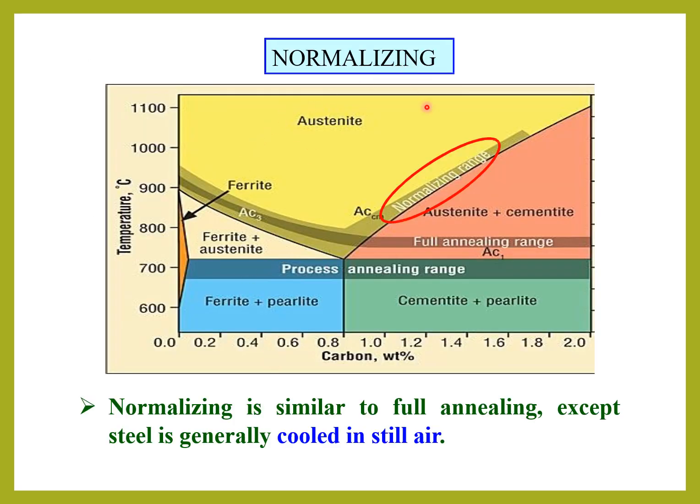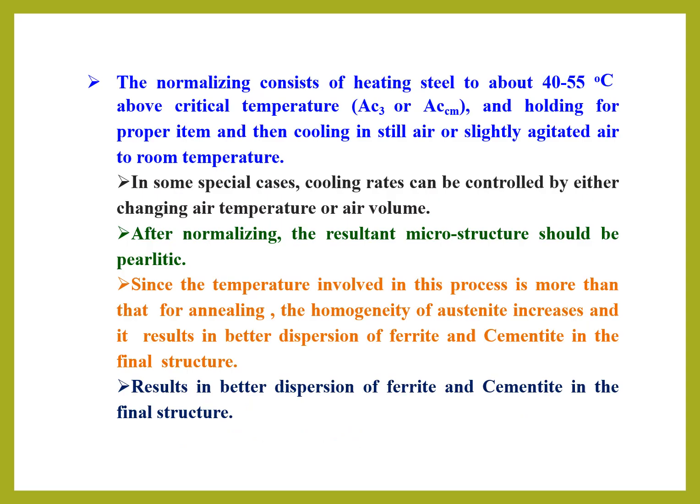So the next process is normalizing. Normalizing is the same as annealing, but in the normalizing process we have to use a higher temperature compared to annealing, and then we cool in air. So this is air cooling, while annealing is furnace cooling. Annealing takes more time for cooling, but in normalizing the cooling time and process time are very less. The properties are also better: it will increase the strength, ductility and everything is fine.